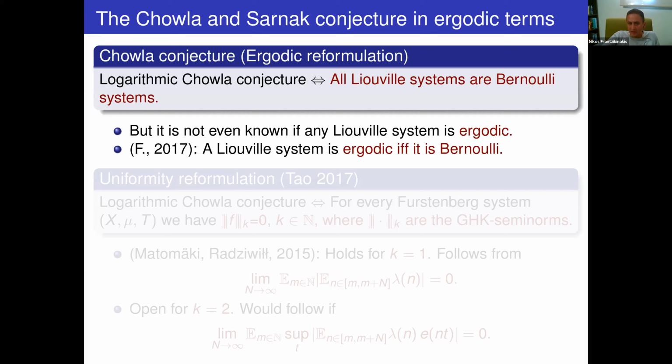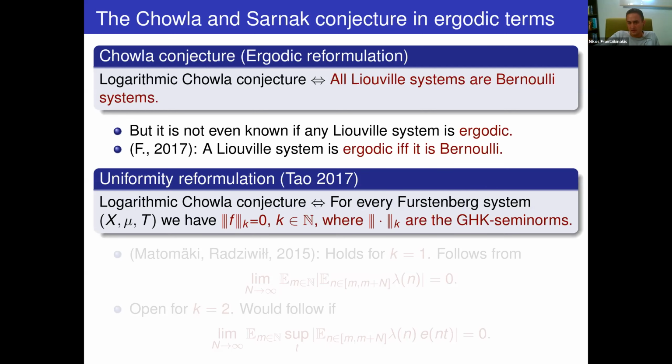And actually, interestingly, at some point I proved that if you have ergodicity, which is the weakest form of randomness, you will get Bernoulli for the Liouville function or for a larger class of multiplicative functions. But ergodicity looks, again, very hard. And there is another reformulation given by Tao that I will use later on, and I will go through it very briefly.